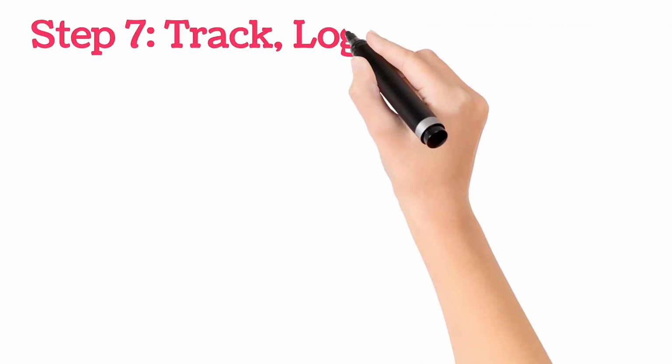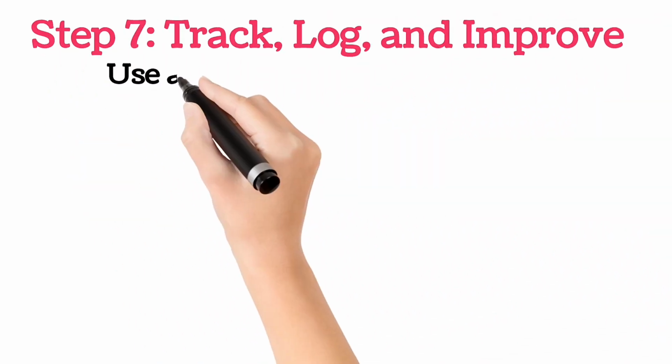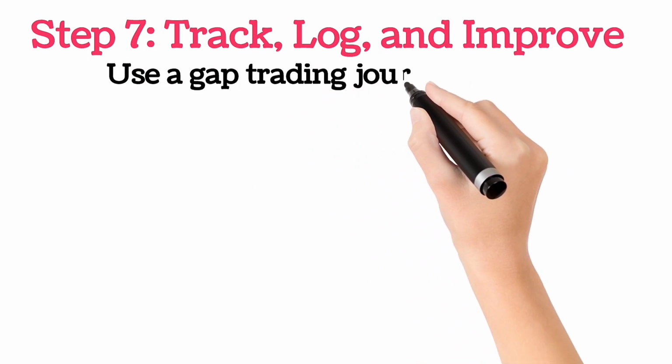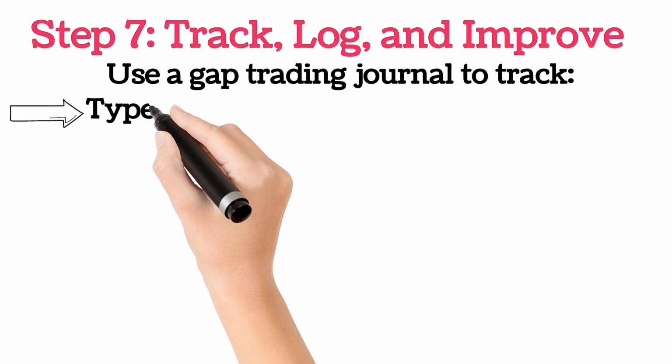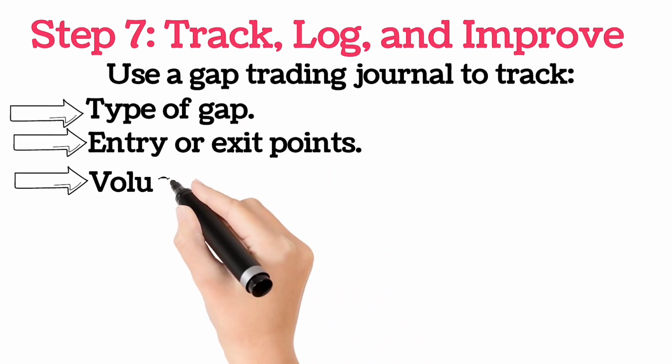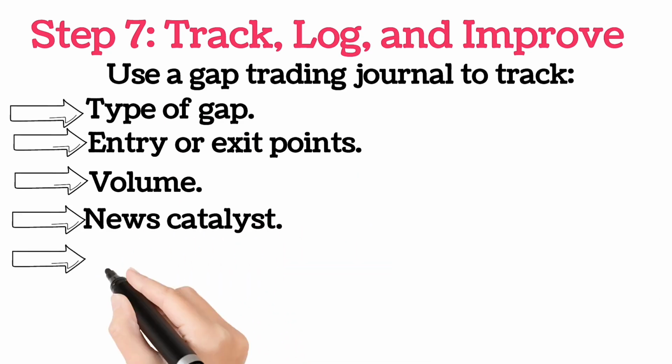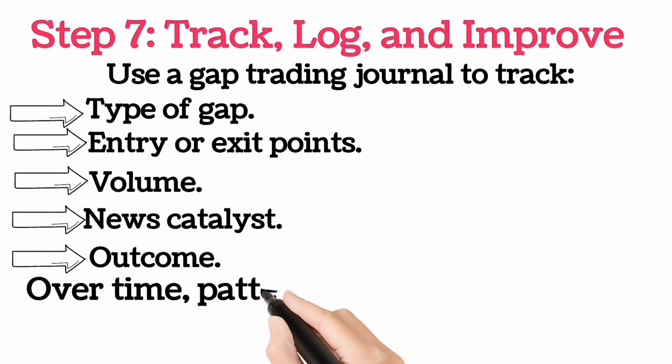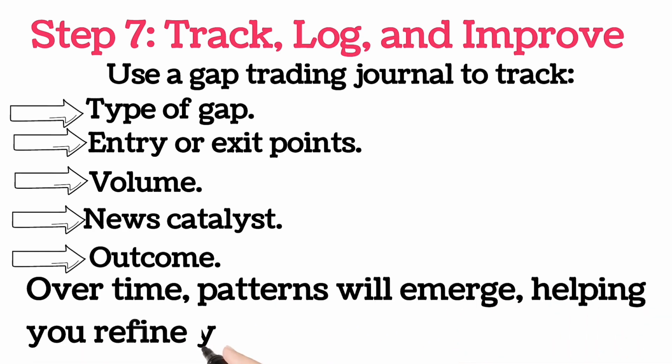Step 7. Track, log, and improve. Use a gap trading journal to track: type of gap, entry or exit points, volume, news catalyst, outcome. Over time, patterns will emerge, helping you refine your strategy.